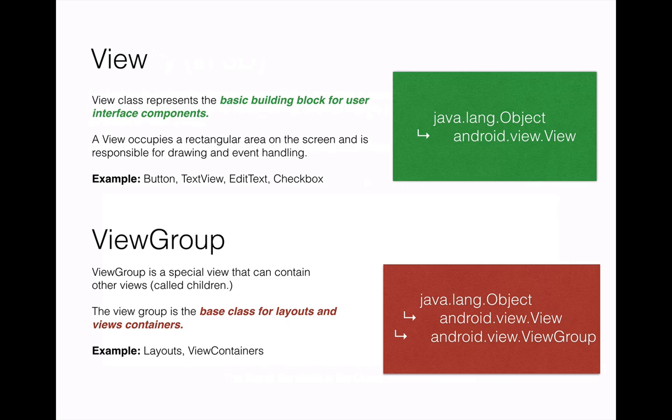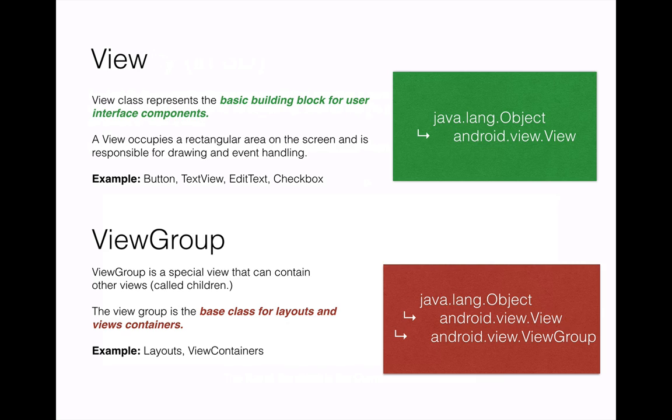The view represents a basic building block of user interface component. In our example, we have used button, text view, edit text, and even checkboxes. A view occupies a rectangular area, which means it has a definite width and height on the screen and is responsible for drawing and event handling. If you look at Java at a high level, the parent class of Java is the object class. So from java.lang.object, Android has a special derivation which is android.view.view. And this package is responsible for creating all the building blocks of Android.